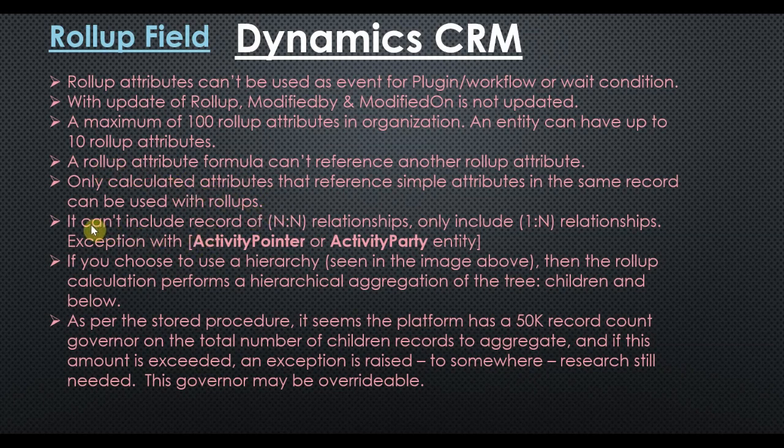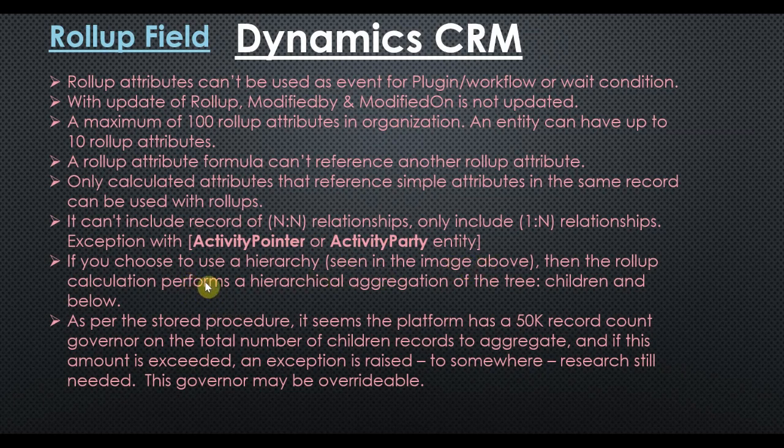If you are working with records, then you can use records with a 1 to n relationship, but you can't use an n to n relationship. When you're using 1 to n relationship records, there are some exceptions. If your record has a relationship with the activity pointer and the activity party, except for these two entities, all other entity relationships you can use. But when you have a relationship with these two entities, you can't use a rollup field for that.